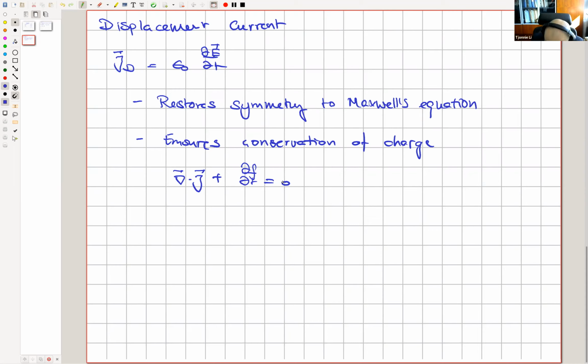And again here, the resulting equation is that the curl of B is now mu naught J, which is the free current, and also the displacement current J_D. It states that it's mu naught J plus mu naught epsilon naught partial E partial t.